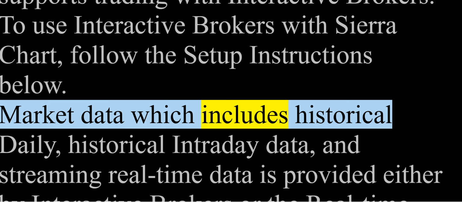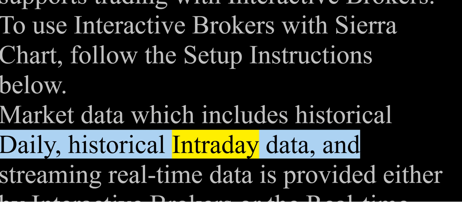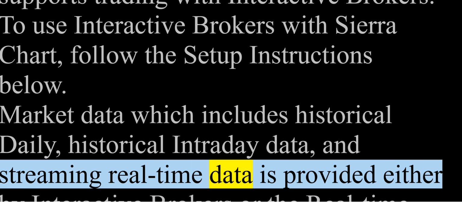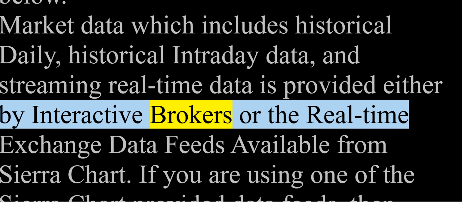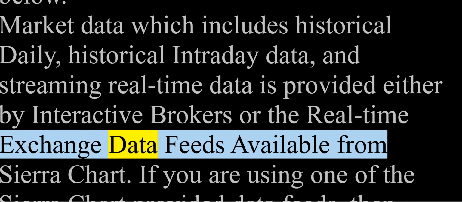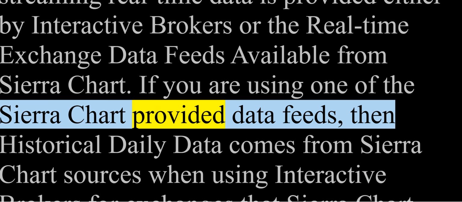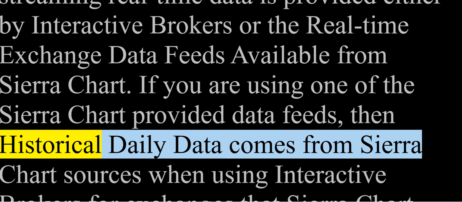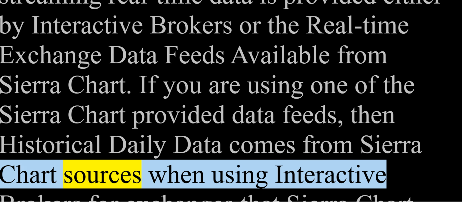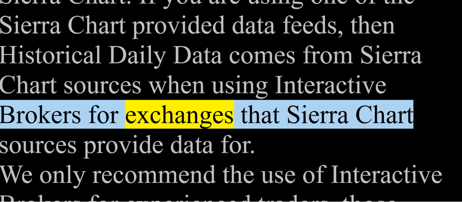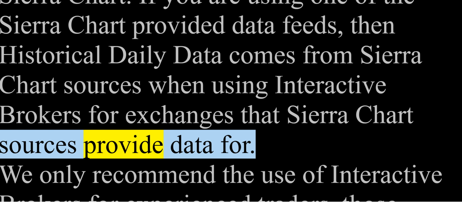Market data, which includes historical daily, historical intraday data, and streaming real-time data, is provided either by Interactive Brokers or the real-time exchange data feeds available from Sierra Chart. If you are using one of the Sierra Chart provided data feeds, then historical daily data comes from Sierra Chart sources when using Interactive Brokers for exchanges that Sierra Chart sources provide data for.